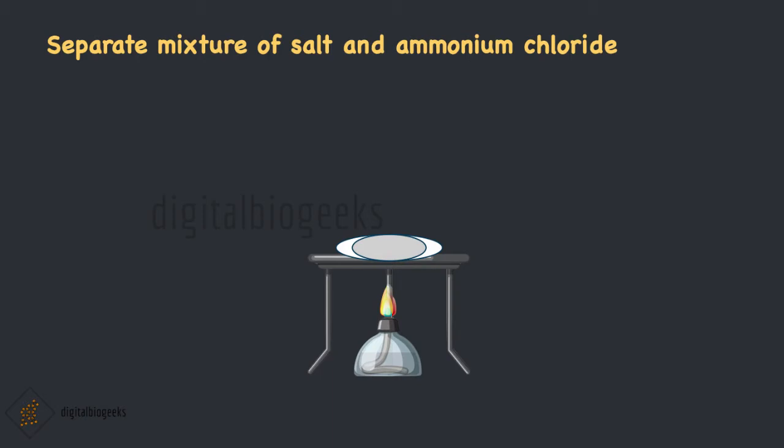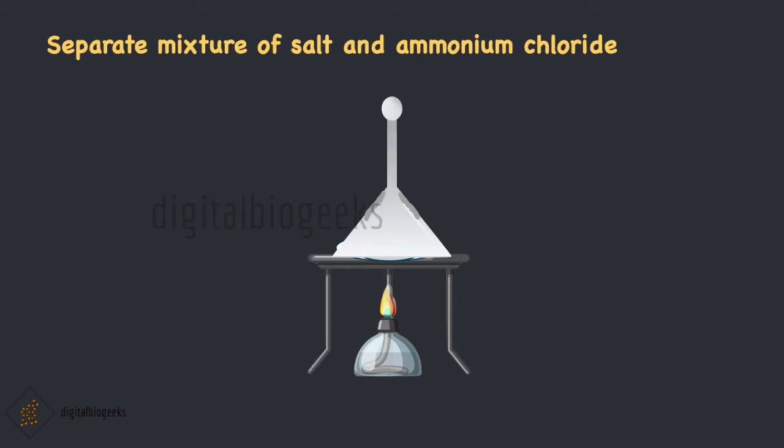Take a stand and china dish. Place the mixture of ammonium chloride and salt on the china dish. This is a mixture of ammonium chloride and salt. Now place an inverted glass funnel over the china dish. Put a cotton plug on the mouth of the funnel. Now heat the mixture. We can observe that something gets solidified on the walls of the glass funnel.